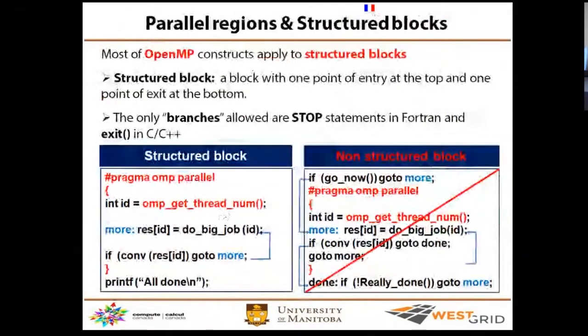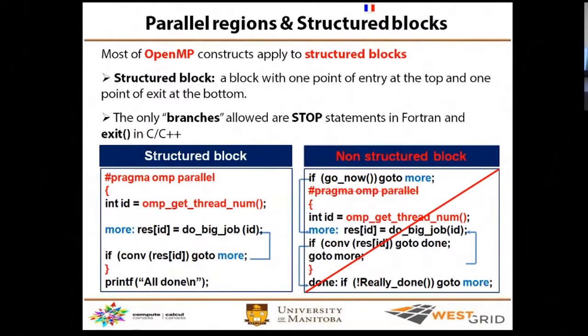For example, in this slide, if you go to this second figure, we have a block of code. We have many entries and exits. You run your program, at some point you jump out of the program, and after that you go inside the same block. This is a non-structured block. So this kind of block, you cannot apply OpenMP. It's very difficult.